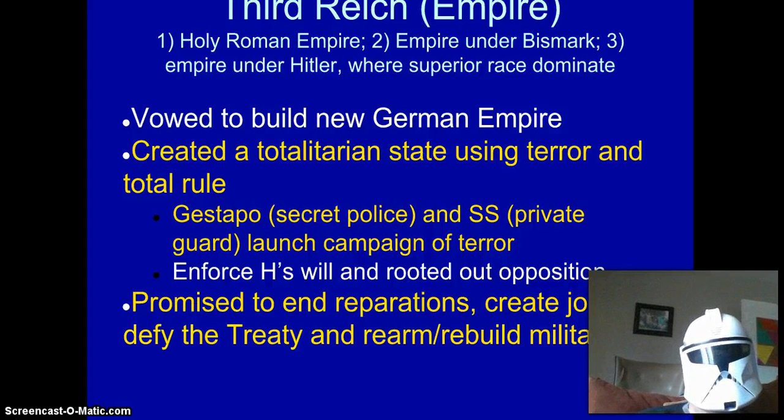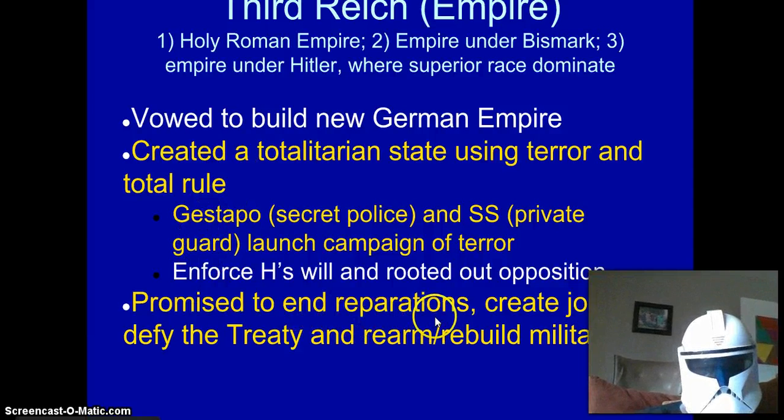So he vowed to rebuild the new German Empire because of the strength that Germany's always had. He also creates a totalitarian state using terror and local rule, basically with the secret police and military force. Remember, these guys are creating a lot with their strong military force. They're creating that essence of terror and fear where people will go along with it.